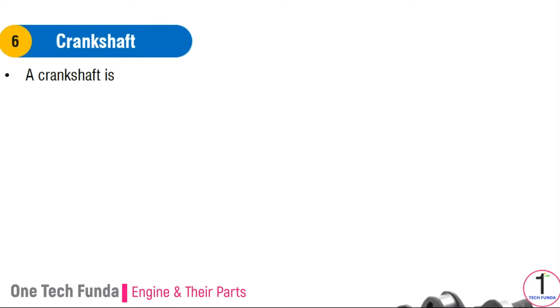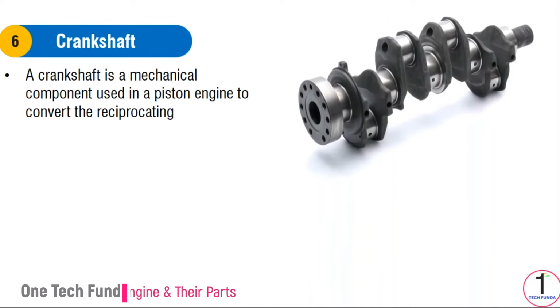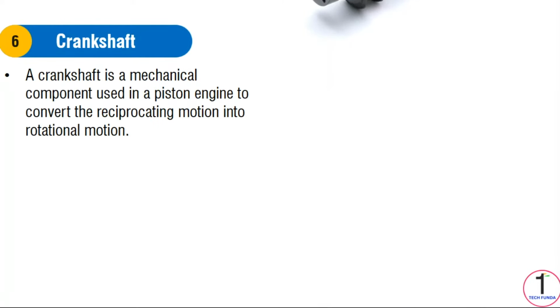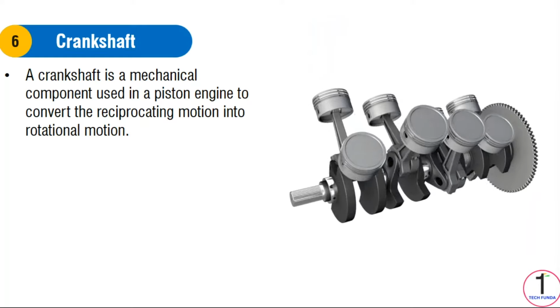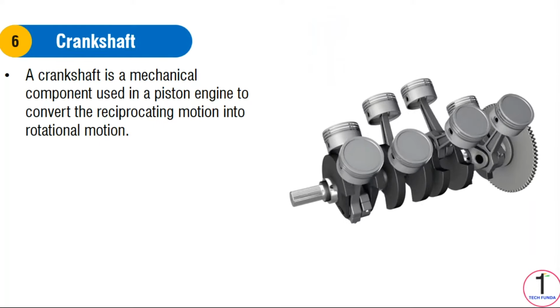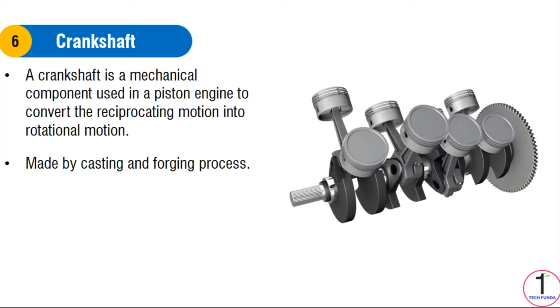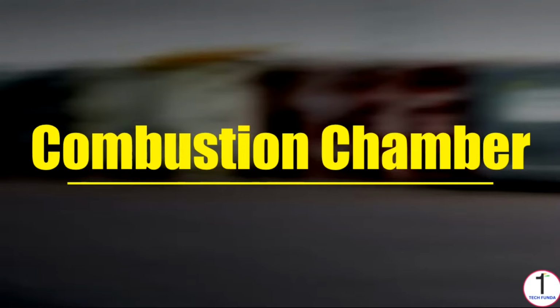Crankshaft. In an engine, the crankshaft receives the power or effort or thrust from the piston through the connecting rod and transmits this power of reciprocating motion of the piston into rotary motion of the crankshaft, which is further connected to the flywheel and transmission shaft, which is used to move the vehicle. The crankshaft is made by casting and forging process using alloy steel or cast iron.